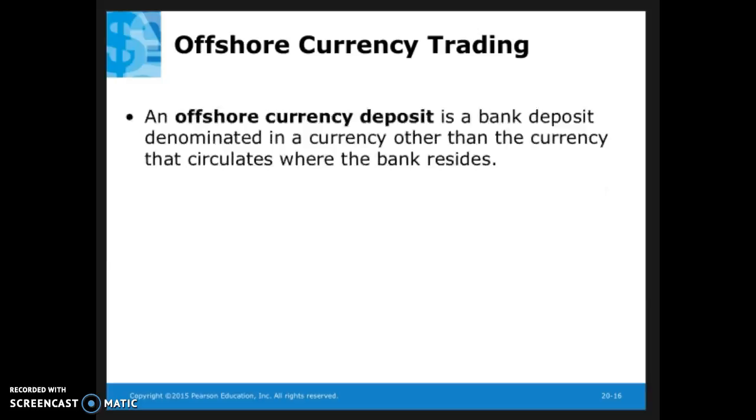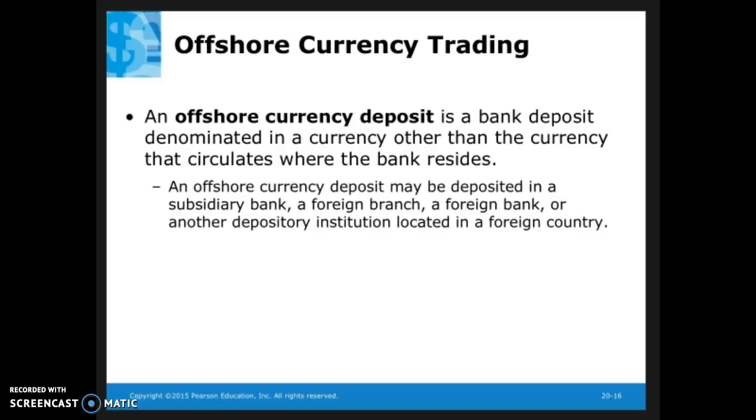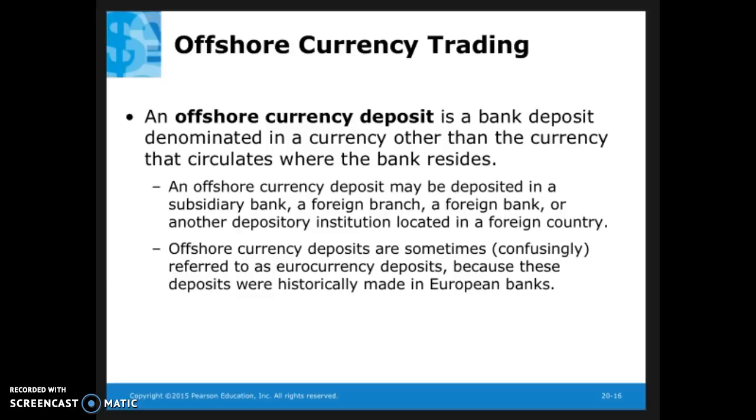Offshore currency trading. We have an offshore currency deposit, which is a bank deposit denominated in a currency other than the currency that circulates where the bank resides. This may be deposited at a subsidiary bank, a foreign branch, a foreign bank, or another depository institution located in a foreign country. These are sometimes confusingly referred to as eurocurrency deposits because historically they were made in European banks.